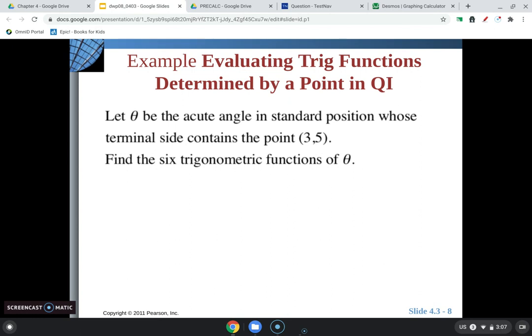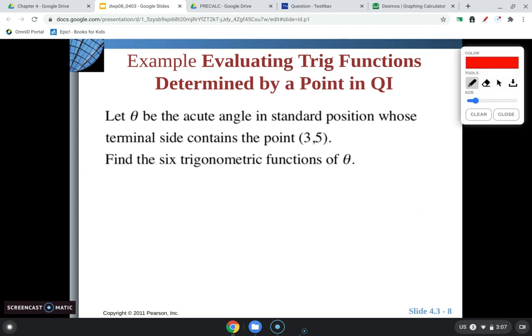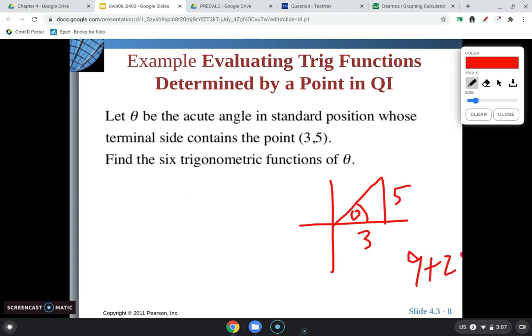Okay. So let theta be an acute angle in standard position whose terminal side contains the point (3, 5). So over 3, up 5. Find all 6 trig functions of theta. All right, so theta would be in here. Got to do the Pythagorean theorem. 3 squared is 9 plus 25 makes 34, so the hypotenuse is the square root of 34.